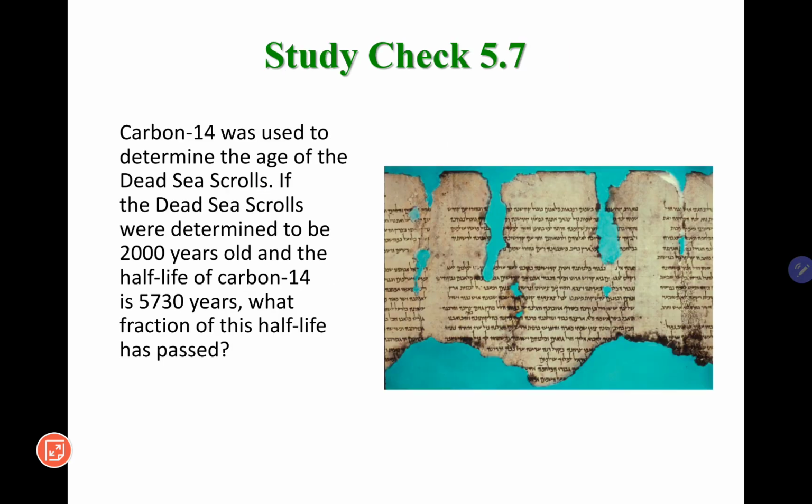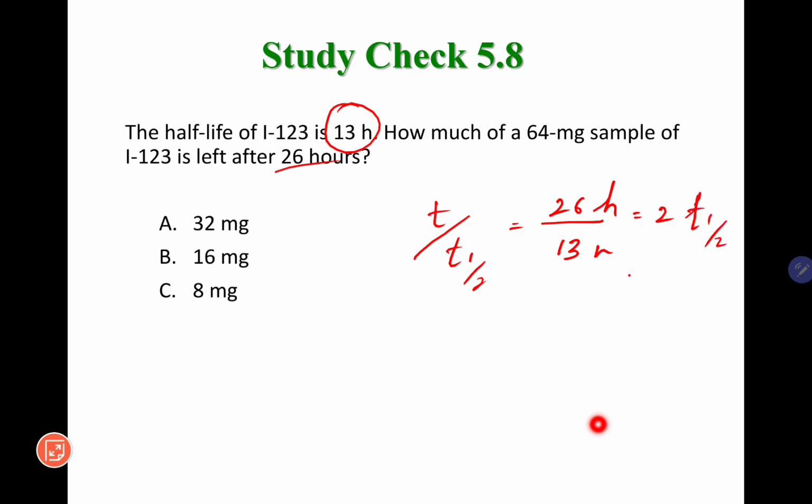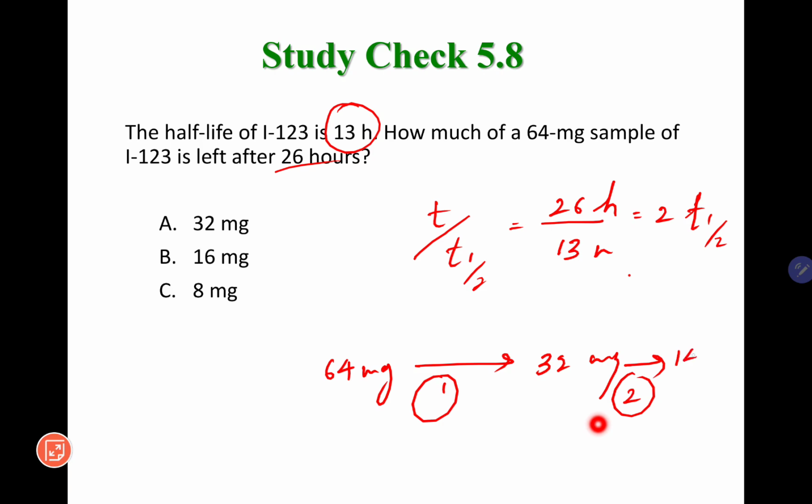And then I have a small calculation for you to try in this slide. Try this at home, it should be very easy for you. I have given you the half-life and the time spent, which is 26 hours, so it is only two half-lives. You divide t by t half, which is 26 hours by 13. So you started with 64 milligrams. After one half-life, it will be 32 milligrams. And after another half-life, it will be 16 milligrams. So the answer will be B.